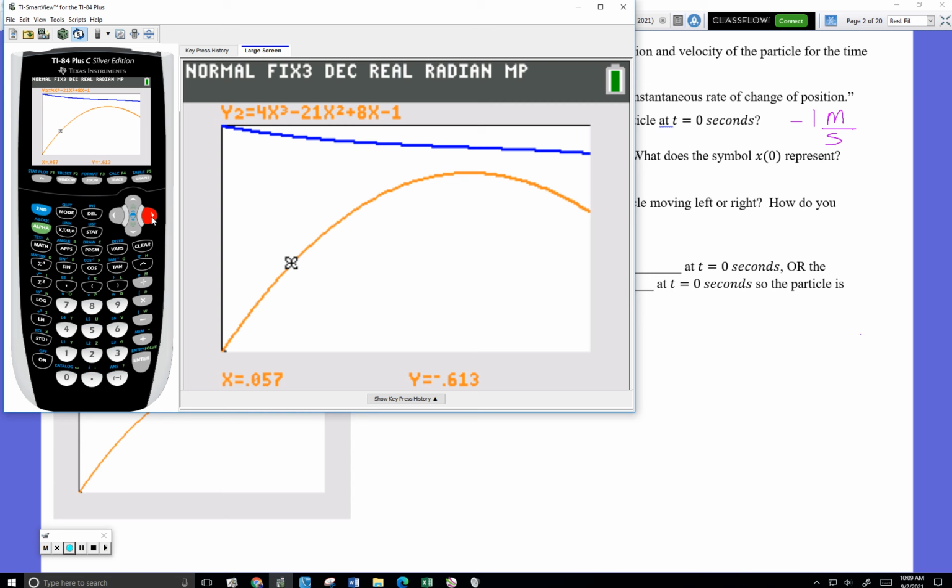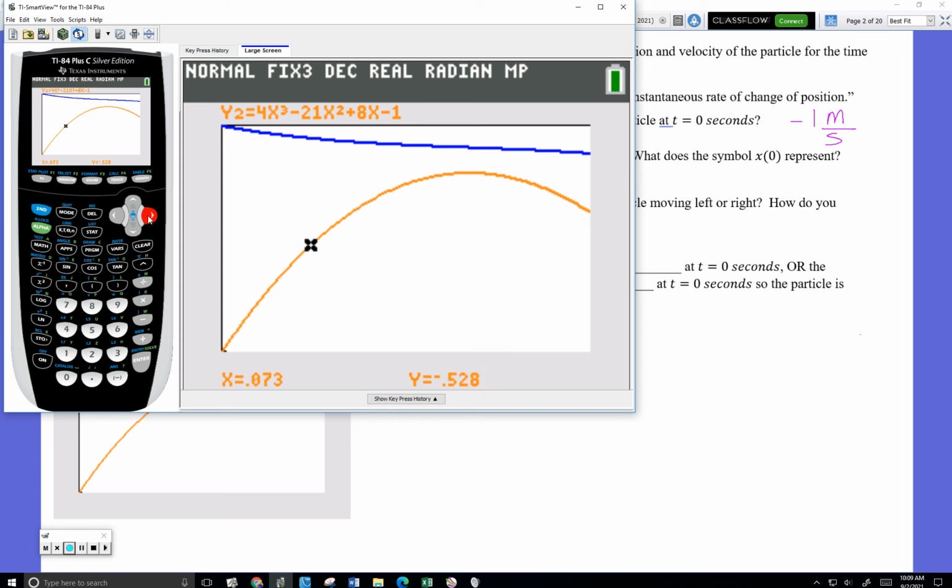Let's try again. Anytime the velocity is negative, the particle is moving to the left. Memorize it. Anytime the particle's velocity is negative, it's moving left. So from time zero, the velocity is negative one. As I go forward in time, watch what the velocity is doing. The velocity is becoming less and less negative.